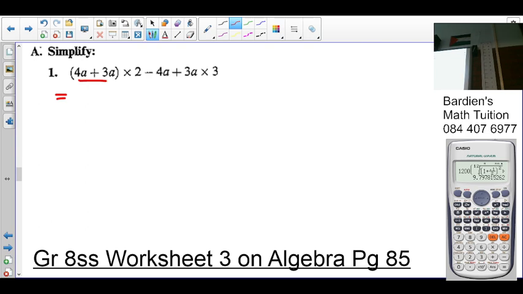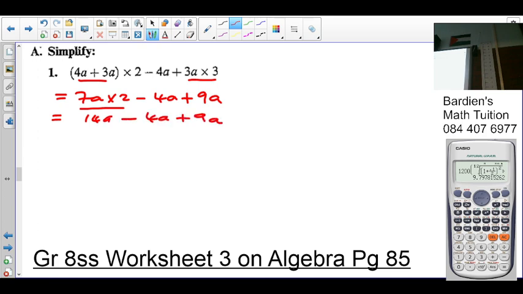So is that like terms inside the bracket? Yes. So it's going to be 4a plus 3a is 7a times 2 minus 4a plus 3a times 3 is 9a. You all agree with that? So what is 7a times 2? 14a minus 4a plus 9a. So now gives us what? What is 14a minus 4a? 10a. And 10a plus 9a is 19a. So any confusion here? Right.